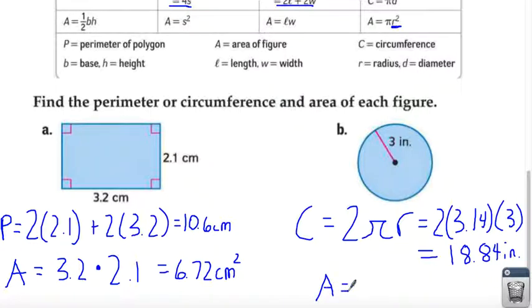And the area is 3.14 times 3 squared. Notice it's only the 3 that's being squared in this calculation. Some people mix that up. The squared is only applied to the 3. So this is really 3.14 times 9. And that comes out to 28.26 square centimeters. Okay, so that's it.